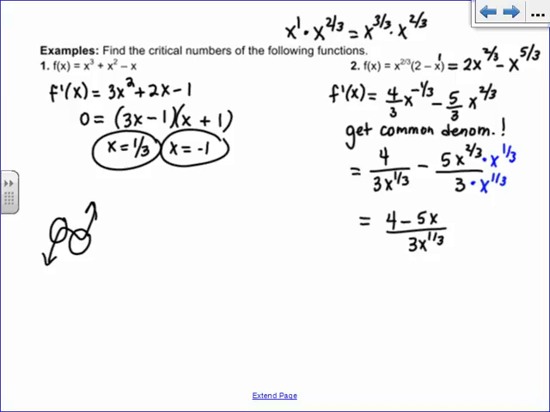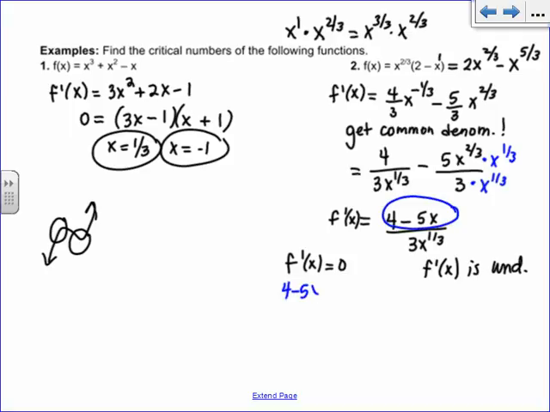And the reason we do that is because we're trying to find when f prime is equal to 0, but also where f prime is undefined. Okay, so we actually have two critical values. So f prime equals 0 comes from the numerator equaling 0. So we have 4 minus 5x equals 0.